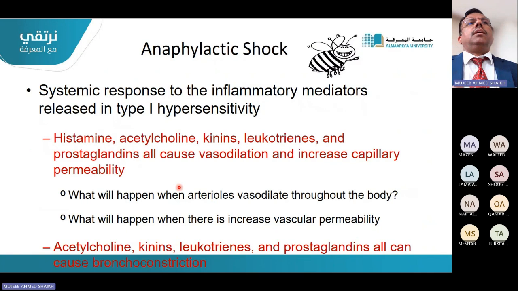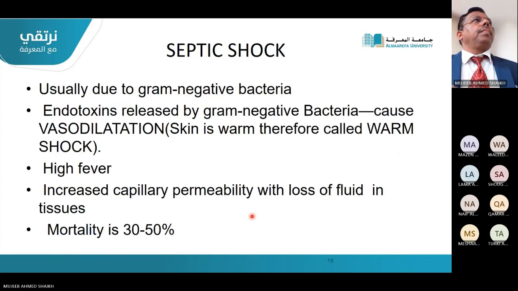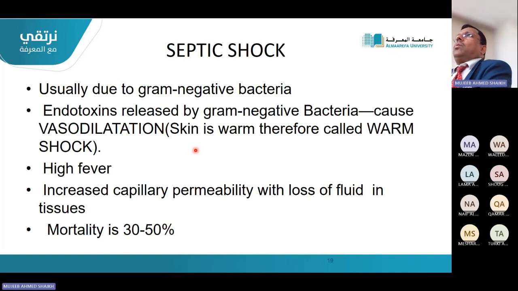So anaphylactic shock is a systemic response of the inflammatory mediators released by type 1 hypersensitivity: histamine, acetylcholine, kinins, leukotrienes, and all these substances are released. All of them will cause vasodilatation. So if all the arterioles get dilated, then the pressure will be very low. In septic shock, due to gram-negative bacteria, exotoxins are released by these bacteria, and this will lead to vasodilatation.